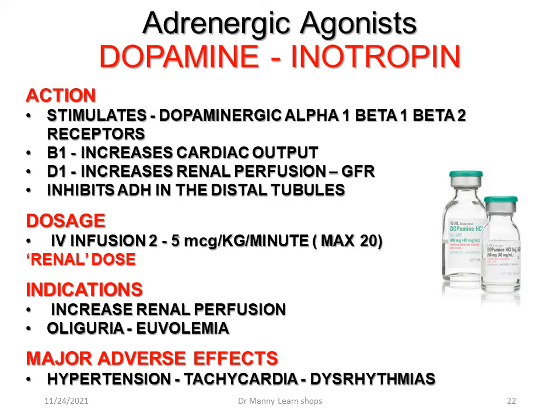So typically the renal dose is 2 to 5 micrograms per kilogram per minute. And it increases renal perfusion. It's indicated for oliguria with patients that are now with normal volume. They're not hypovolemic. So the major adverse effects can be hypertension, tachycardia, and cardiac dysrhythmias.